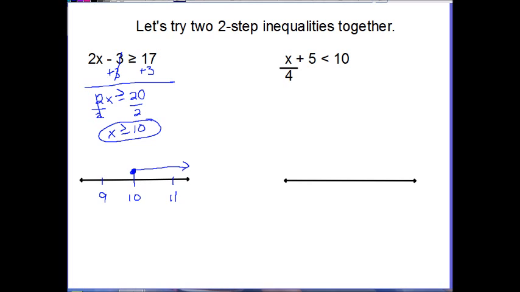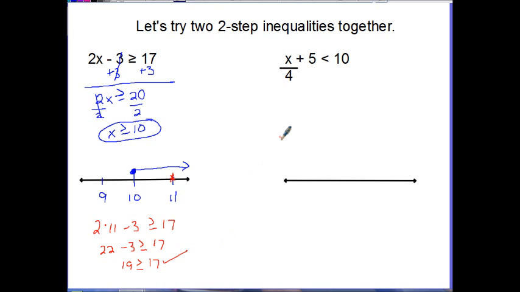And now my check. I'm going to take 11 and I'm going to plug it into my original. It's 2 times 11 minus 3 greater than or equal to 17. Well, let's see. 2 times 11 is 22. Is 22 minus 3 greater than or equal to 17? Absolutely. 22 minus 3 is 19. And 19 is definitely greater than 17, so it checks out.